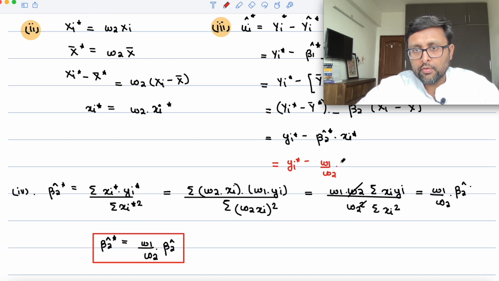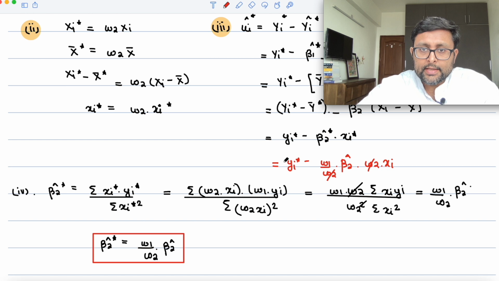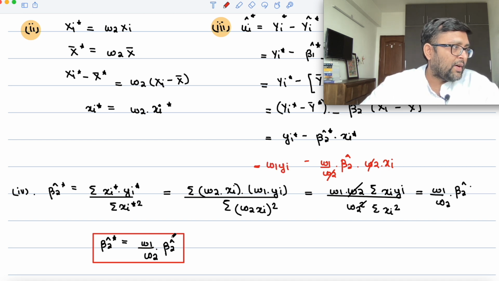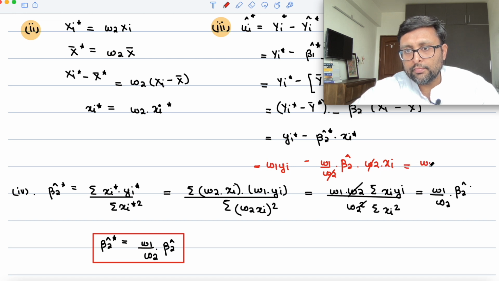Okay, now going back to this, can I write yi star minus W1 by W2 beta 2 hat? In place of small xi star, you can write W2 xi. So this W2 will get cancelled out. And in place of yi star also, you can write W1 yi. So you have W1 yi minus W1 beta 2 hat xi. So I can take W1 common: yi minus beta 2 hat xi.